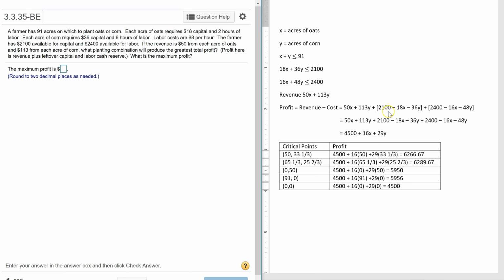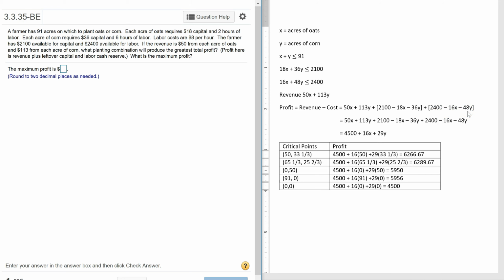And then in this next bracket, I have 2,100 minus 18x minus 36y. And that comes from the capital because there's $2,100 of capital and it's 18 times the number of acres of oats and 36 times the number of acres of corn. But we may not use all of the capital, so there'll be some money left over, possibly. So 2,100 minus the 18x and the 36y will be the remaining capital that's left over. Then the remaining money for labor is 2,400 minus 16x minus 48y.